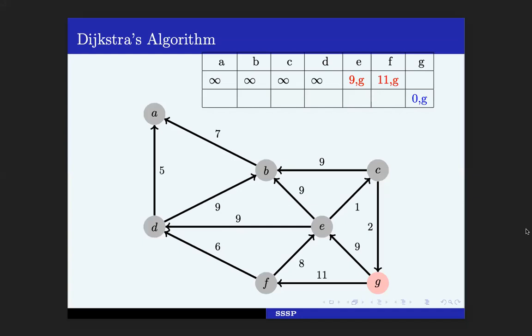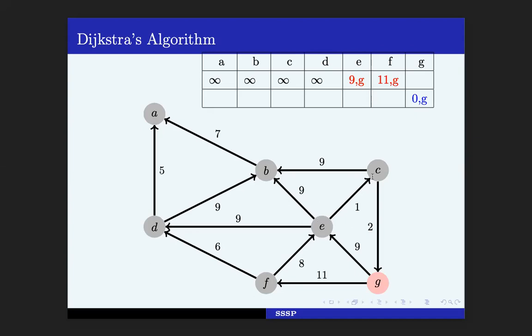Yes, sir. Okay. So at that time, I see that among A, B, C, D, E, F, the lowest distance is for E, which is 9. So that means I will now declare that E is something I have completely figured out. E is completely explored, and the shortest distance from G to E is indeed 9. Once I say that, E is now explored, and all the out-neighbors of E, namely B, C, and D, I might have to update the value for those vertices.